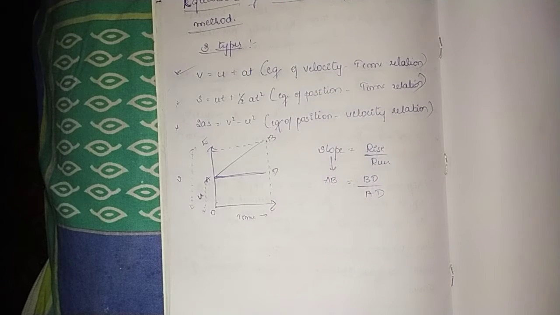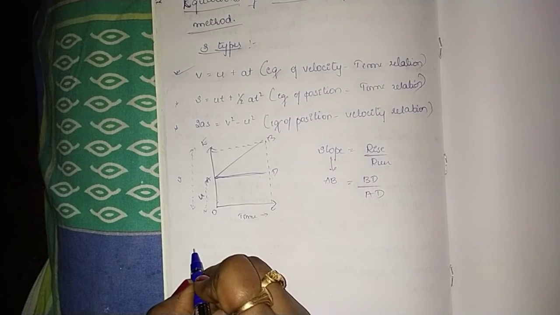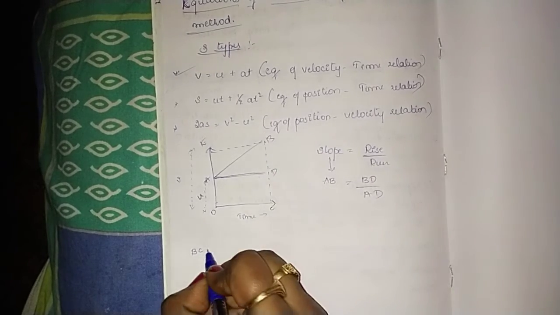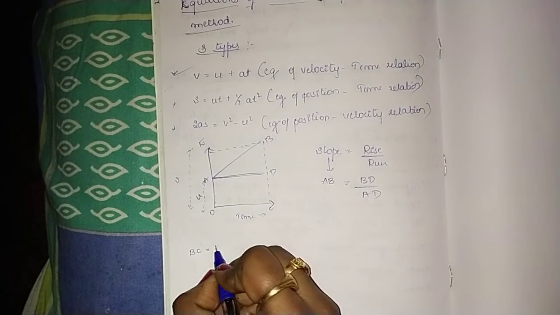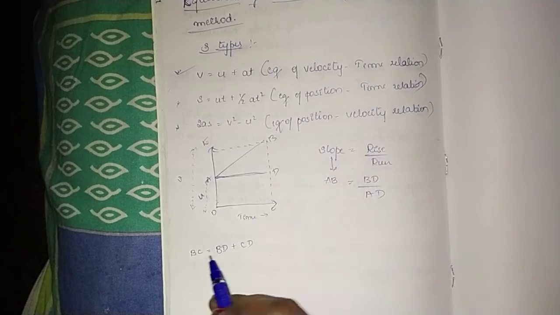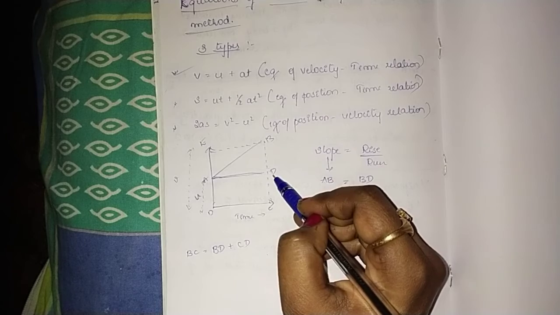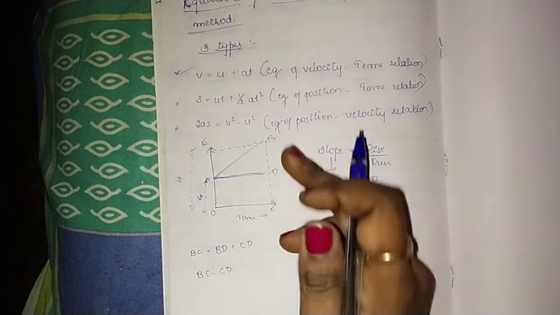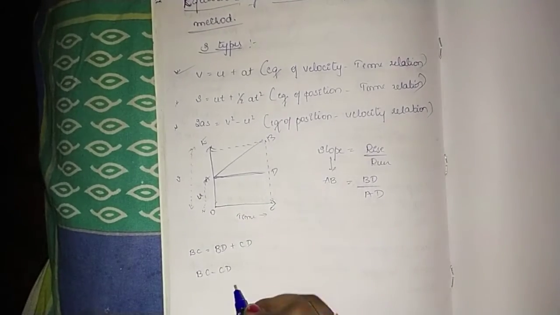So we need to take BC, isn't it? We will write it here. BC equals what combination do we have here: BD plus CD, isn't it? BC equals BD plus CD. That is what we have written here. BC means BD plus CD added. Got it? So if we do BC minus CD, what will we get? We will get the answer BD.